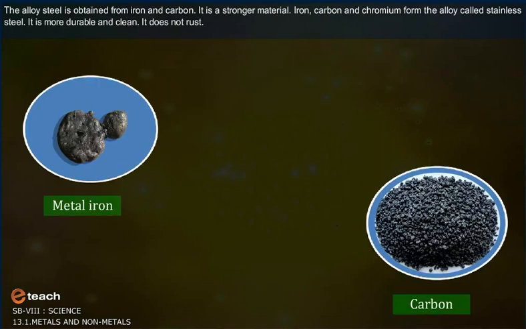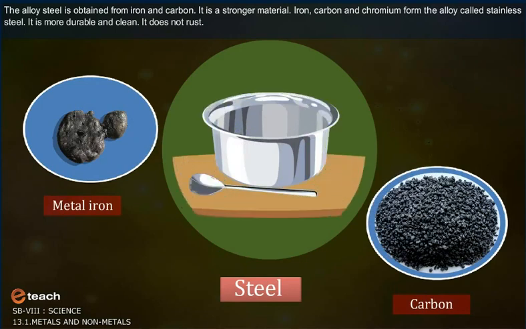The alloy steel is obtained from iron and carbon. It is a stronger material. Iron, carbon and chromium form the alloy called stainless steel. It is more durable and clean, and it does not rust.